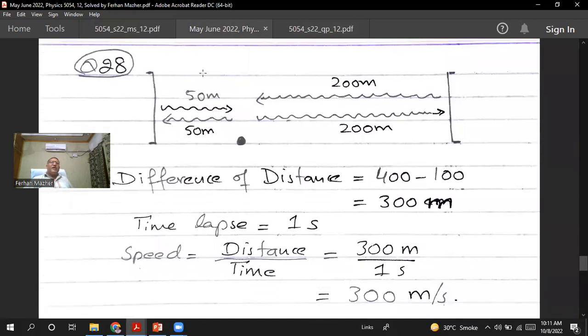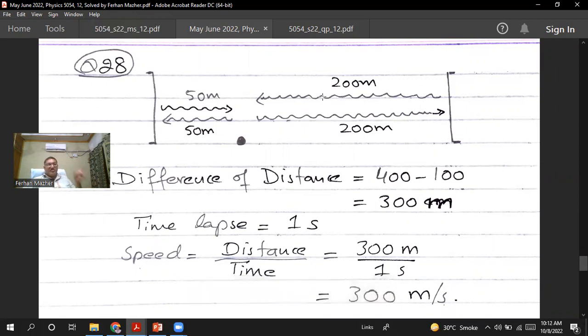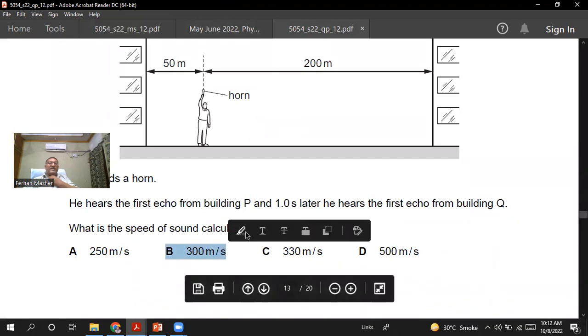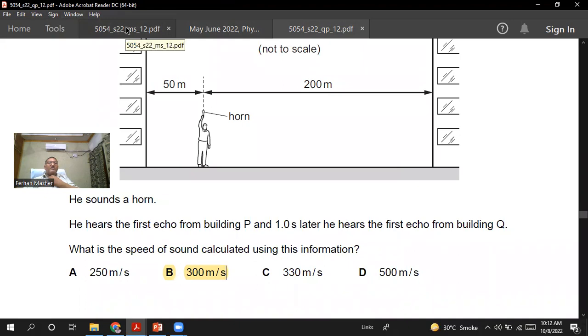So this sound wave which came from P has to cover 100 meters. This sound wave has to cover 400 meters. So the difference of the distance is 400 minus 100, that's 300 meters. The time lapse between the two echoes is 1 second. So the speed of the sound is difference of distance divided by difference of time. So that is 300 meters divided by 1 second, and that will give you 300 meters per second. So the speed of the sound is 300 meters per second. So that is the B choice, 300 meters per second. So that was question number 28, B part.